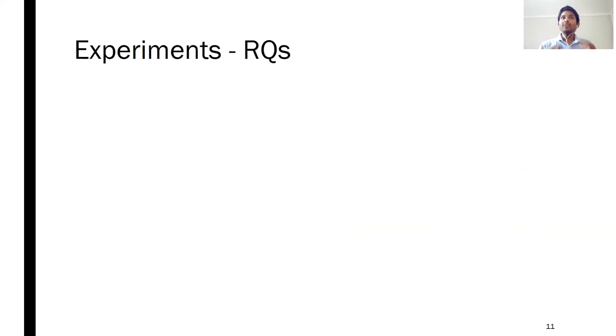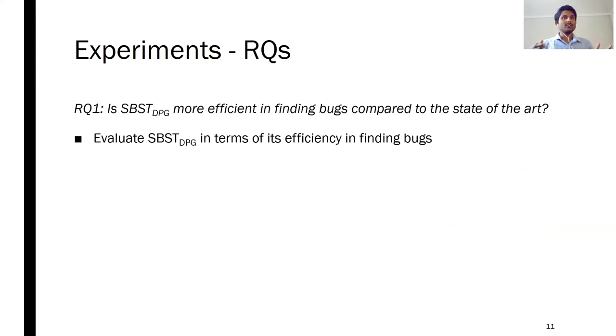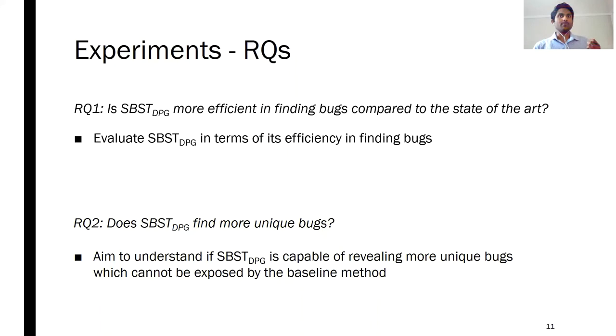We evaluate our approach in terms of its efficiency in finding bugs and effectiveness in revealing unique bugs. To do that, we formulate two research questions. The first one: is SBST-DPG more efficient in finding bugs compared to the state of the art? And the second one: does SBST-DPG find more unique bugs? A unique bug is a bug that is only detected by one approach, but not the other. And we consider these bugs are harder to find.